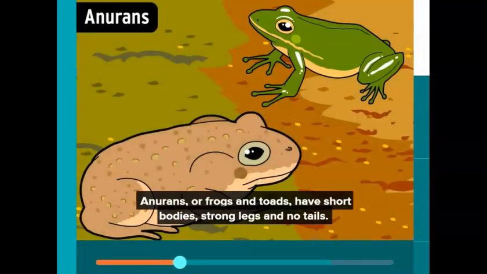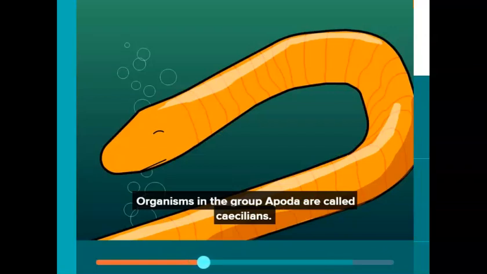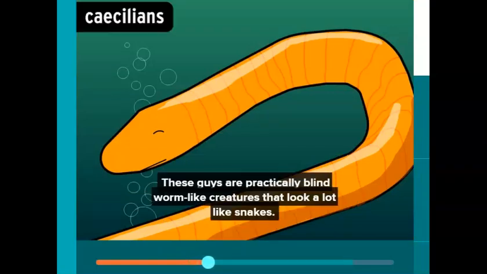Anurans, or frogs and toads, have short bodies, strong legs, and no tails. Urodels have long bodies, short legs, and flattened tails for swimming. Organisms in the group Apoda are called caecilians. These guys are practically blind, worm-like creatures that look a lot like snakes.